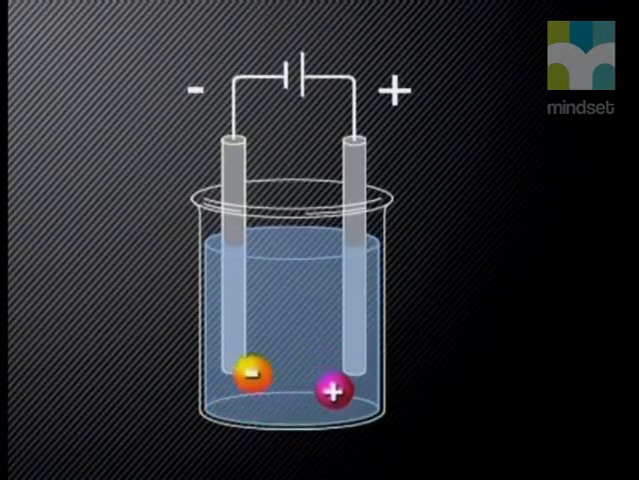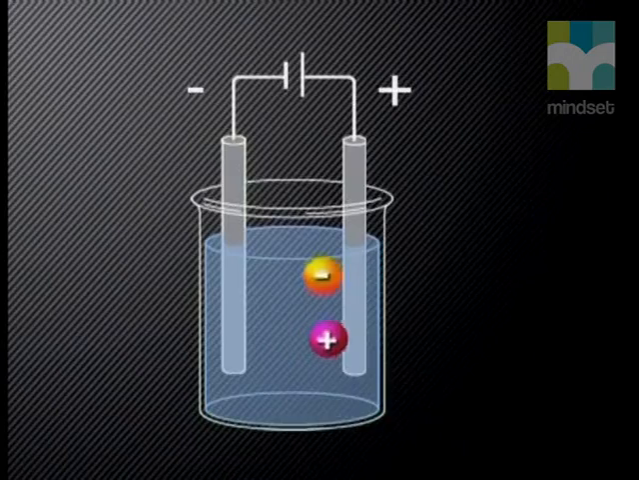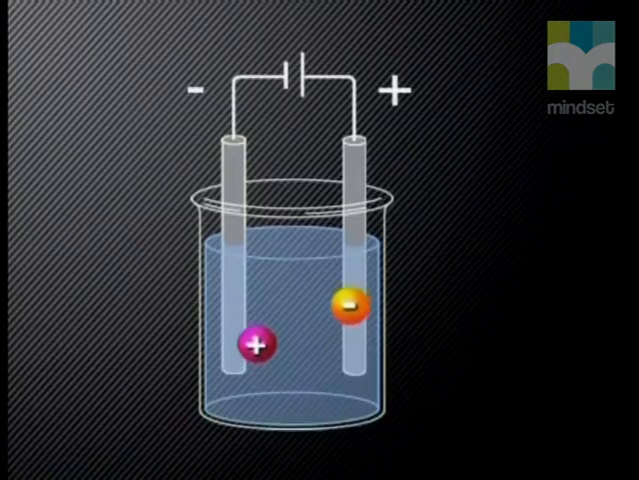The graphite rod attached to the positive side of the battery becomes positively charged. It then attracts the negatively charged ions. In the same way, the rod attached to the negative side of the battery attracts the positive ions. The movement of the ions between the rods causes an electric current to pass between the rods.